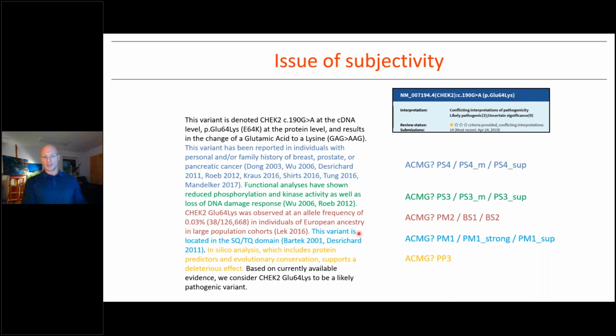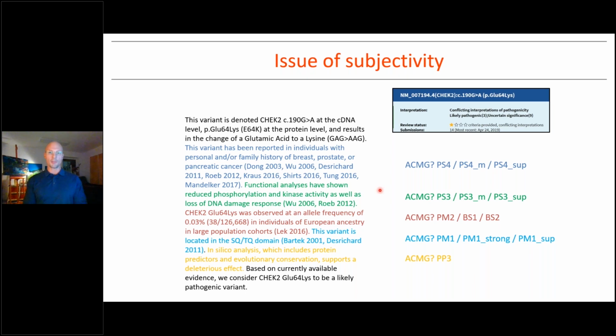In the blue part, it says that this variant is located in an SQ-TQ domain. Is this a domain without benign variation, which is functionally important? Is this a very well-defined domain? So can we raise the evidence to strong or reduce it to supporting? This shows that there's a big issue of subjectivity. We can look at the same data points and come to different conclusions.